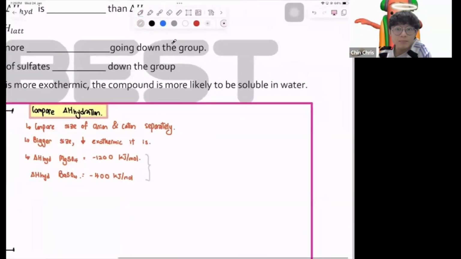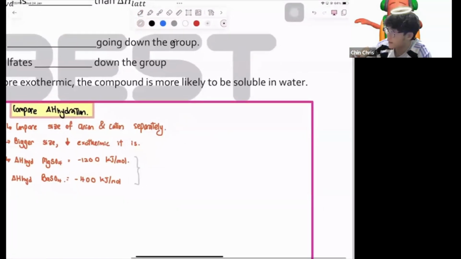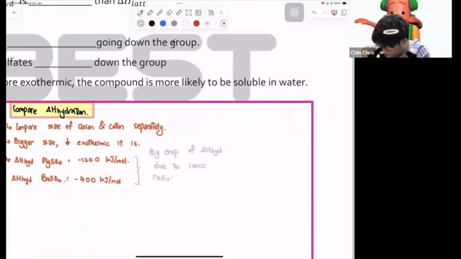Okay, guys, since there is a big drop, you have to explain based on the big drop. Why is there a big drop? I can say that this big drop of delta H hydration is due to the ionic radius of the cation increasing. Understand? So the ionic radius increases in size.